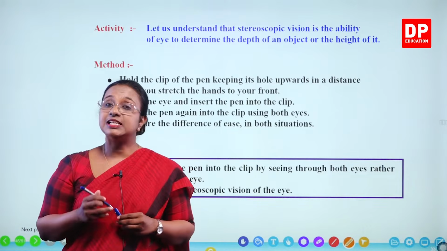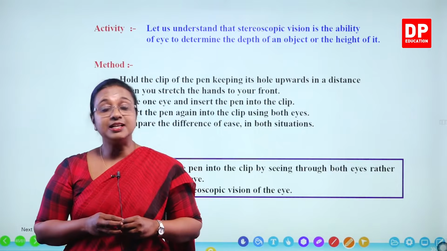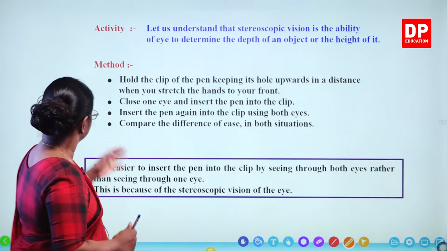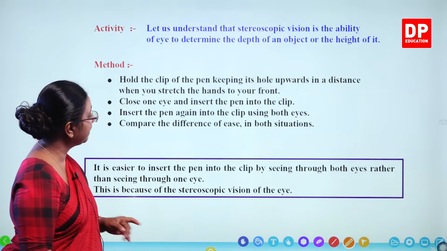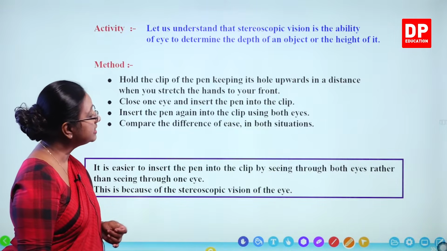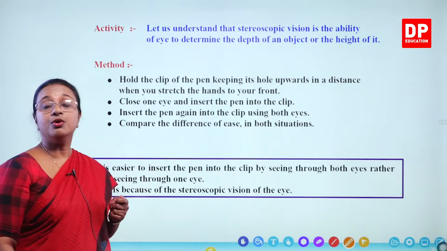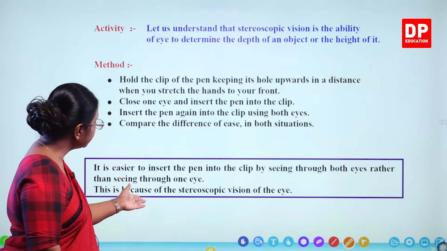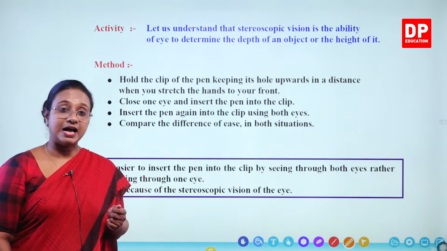So, I can easily insert the pen into the cap. Is that clear to you all, students? Here you can see it is easier to insert the pen into the clip by seeing through both eyes rather than seeing through one eye. This is because of the stereoscopic vision of the eye.